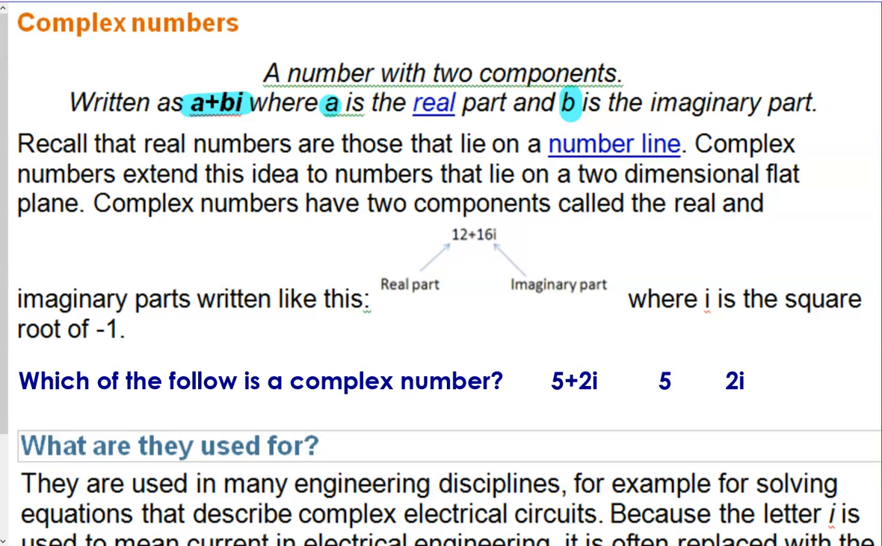Hey guys, this is part 2 of your introduction to complex numbers and the number i. So this morning in Zoom we met and we talked about what the number i is. It is equal to the square root of -1, and it helped us take the square root of negative numbers, which beforehand you could not do.